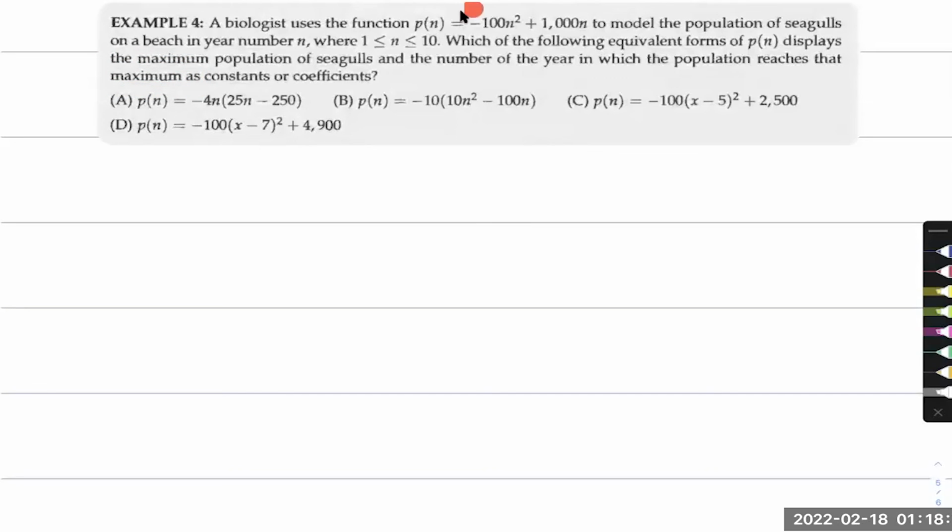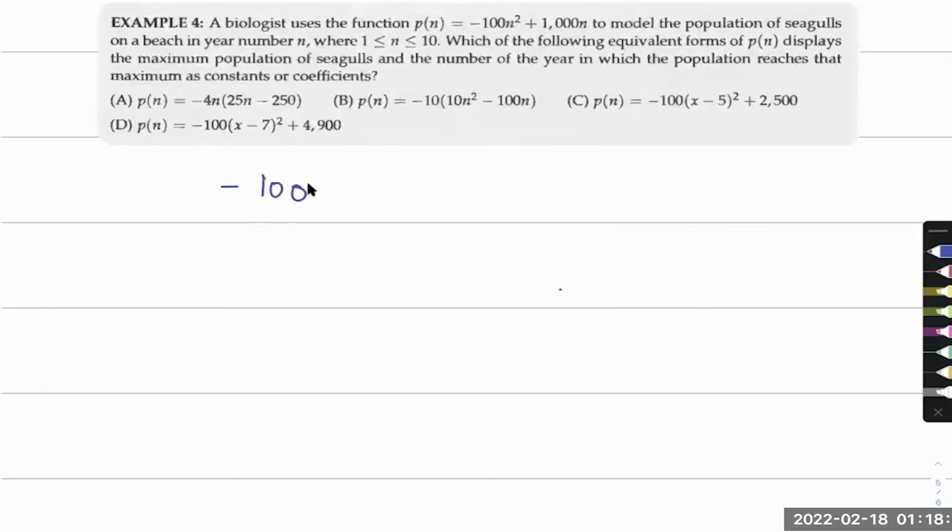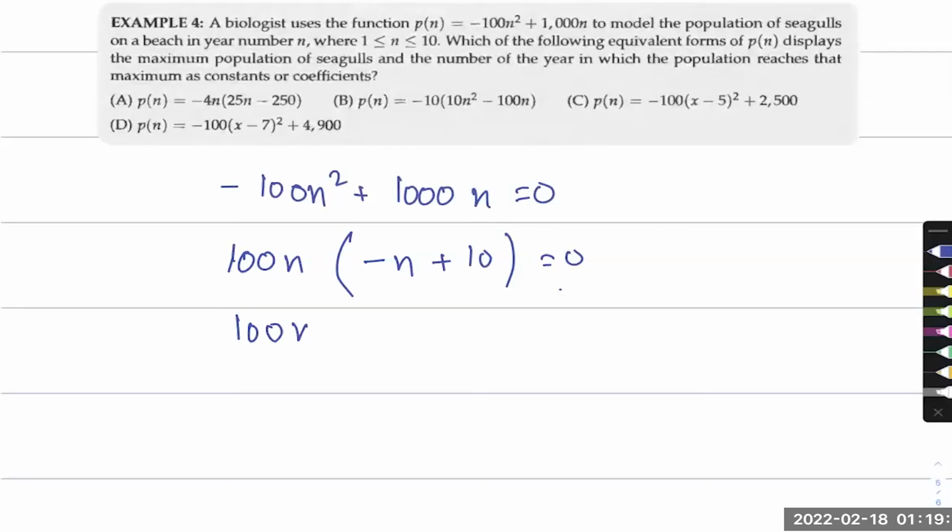So you need the vertex of this form. Since we don't know what it is, we set it equal to 0. It's a pretty straightforward equation, and easy to solve. We set it equal to 0: minus 100n squared plus 1000n equals 0. Why am I trying to find the roots? I'll tell you why. Taking 100n as common, minus n plus 10 gives me 100n times (minus n plus 10) equal to 0. So n equals 10 and n equals 0. Those are my two roots.